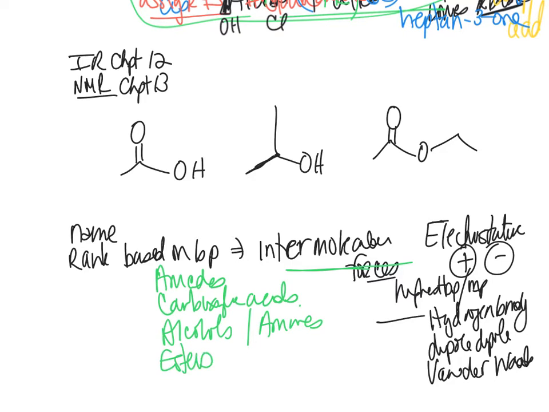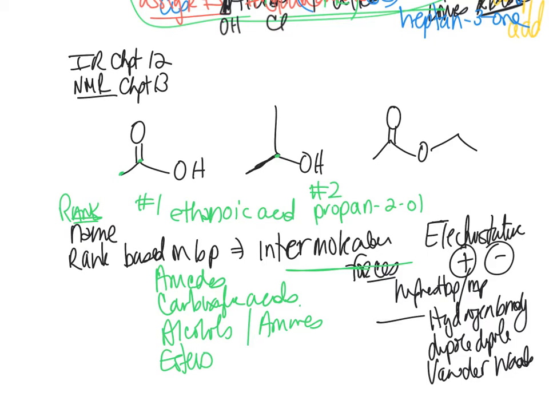So if you had to rank these based on boiling points, this would be number 1. And what is that compound called? That is a carboxylic acid, 2 carbons. So that would be ethan, drops the E, -oic acid. And then number 2 would be your hydrogen bonder, right? And this would be propan-2-ol. And then we don't have any stereocenters there.